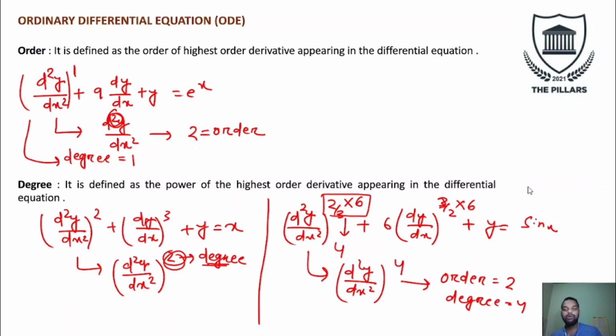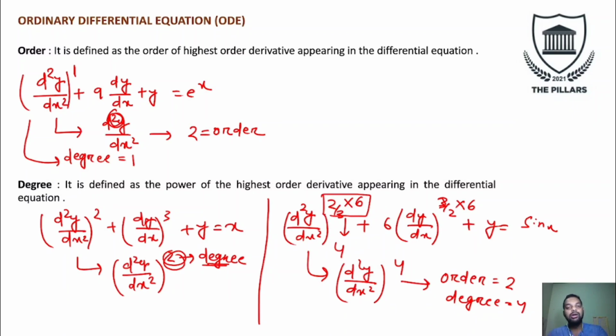Okay, so let me conclude this slide. Whenever we are given a differential equation and we are asked to find the order and the degree of the differential equation, our first job is to find the highest order derivative term in that equation. Okay, and the order of that highest derivative term will give us the order of the differential equation, and the power of the highest order derivative term will give us the degree of the differential equation. I think this is clear.